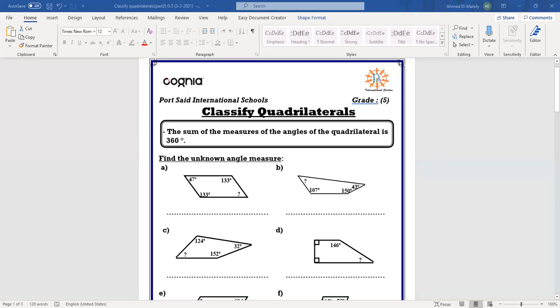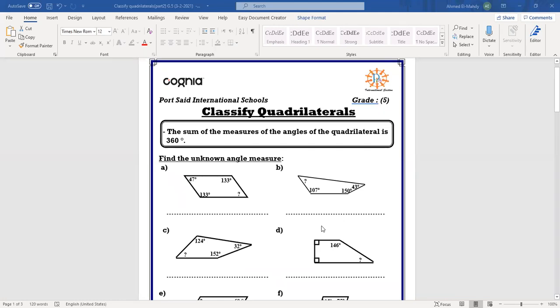Before we start the second part in our lesson, I will revise quickly the first part we said yesterday. Yesterday, we talked about the properties of the quadrilaterals, and we said the quadrilateral is the polygon which has 4 sides, and we said we have 5 quadrilaterals. The first one is the parallelogram.